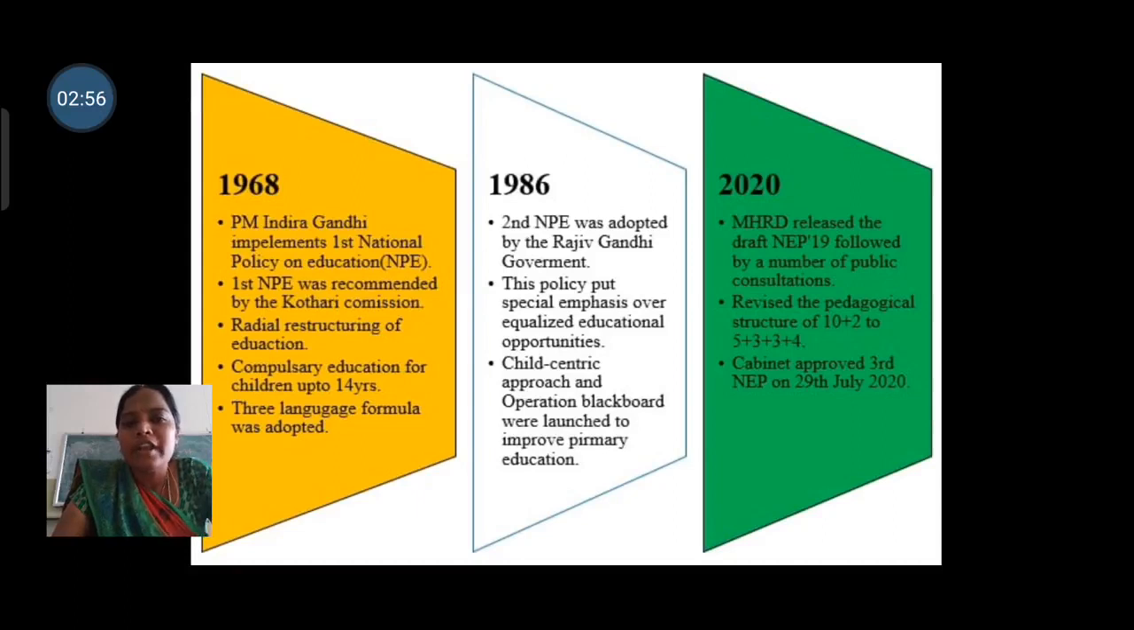After some modification, it was replaced in the year 1986 by Rajiv Gandhi, son of Indira Gandhi Madam, who was also a former Prime Minister of India. So he replaced the 1968 NPE with the 1986 NPE. In this they emphasized child-centered teaching methodology. The schooling system panicked the students, so a lot of stagnation and wastage were there. To avoid that, the 1986 NPE emphasized student-centered teaching.